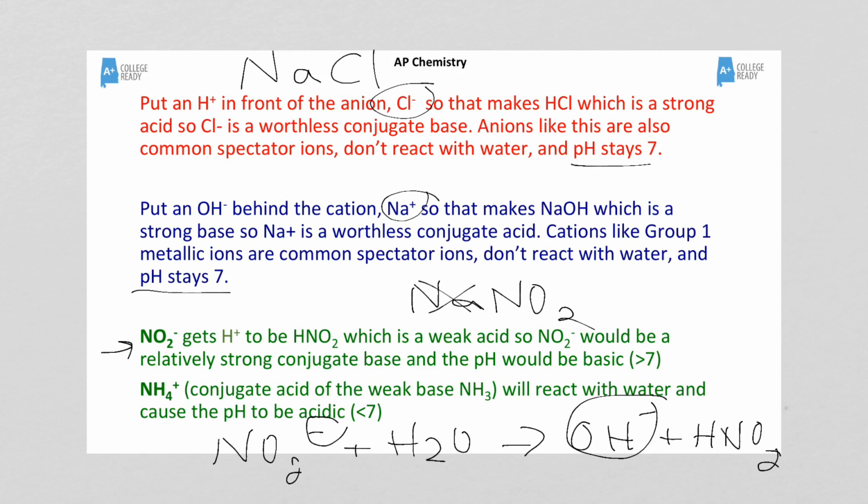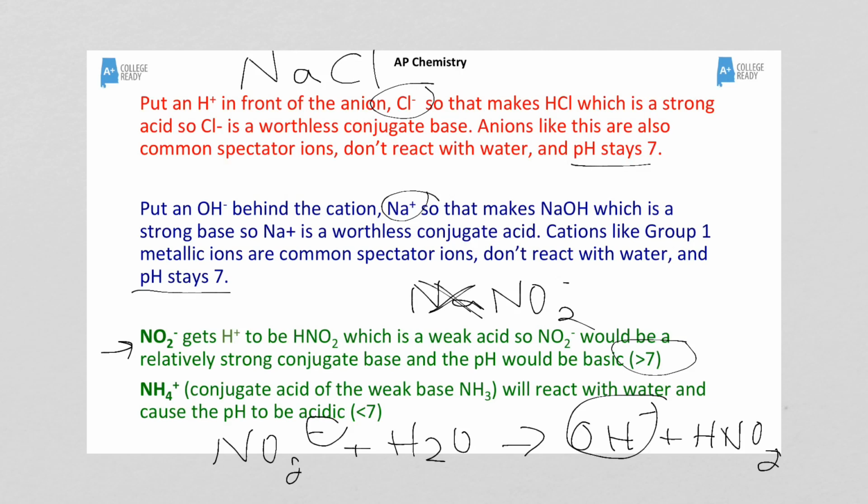So it wasn't the sodium ion that did anything. Notice I just crossed it out, and then I could focus on the nitrite ion. Think of that reaction. I say, oh, that's a negative ion associated with the weak acid. It will react with water. It will make a basic solution, which has a pH, as you can see, greater than 7.